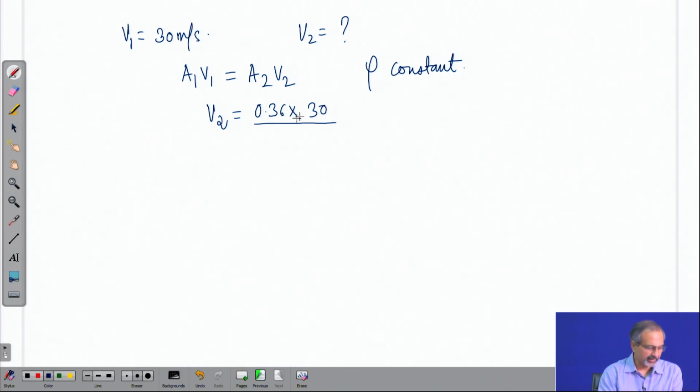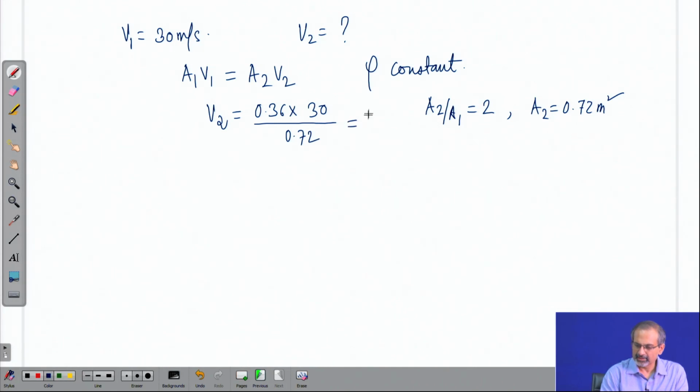Therefore, V_2 will turn out to be, what is the area at the downstream section? We do not have a definition for that. Let us assume A_2 by A_1 to be 2, which means A_2 is 0.72 meter square, and that gives you a 15 meter per second velocity at the exit of the diffuser.